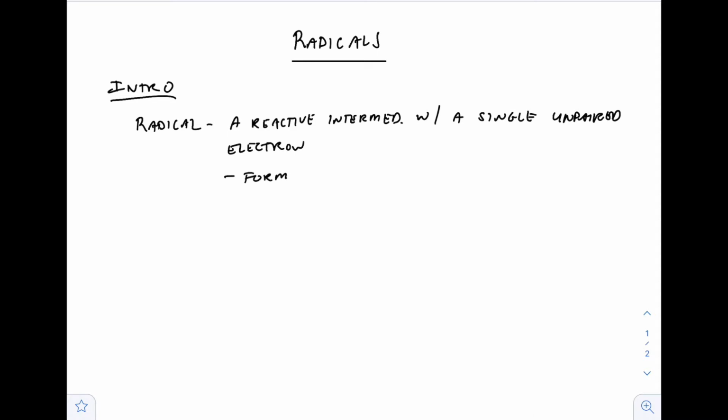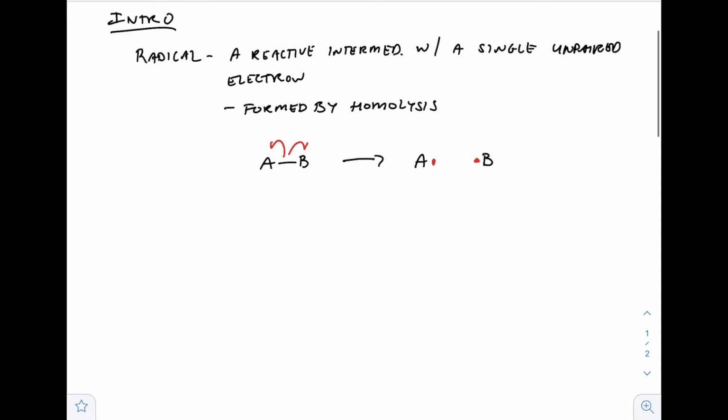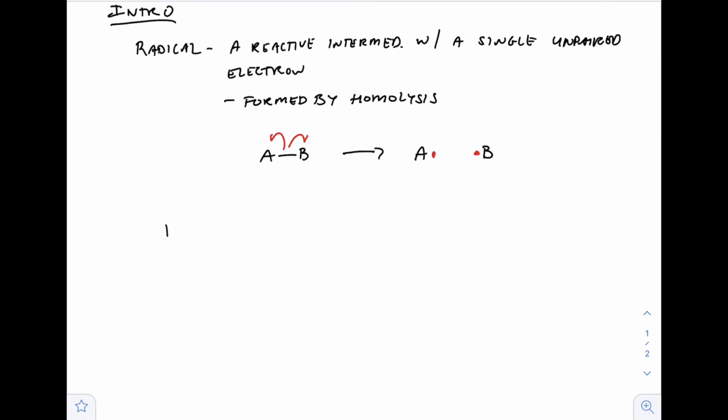During that time, we also defined a radical as a reactive intermediate with a single unpaired electron. So it's just a dot, right? It's not a lone pair, it's just a single electron, okay? And it's formed by homolysis. Remember, homolysis is the breaking of a sigma bond and distribution of those electrons equally, right? That's where the prefix homo came from, the same. One electron goes to A and one electron goes to B in this case. That's homolysis, as opposed to two of the electrons going to A or B, forming a cation and an anion.